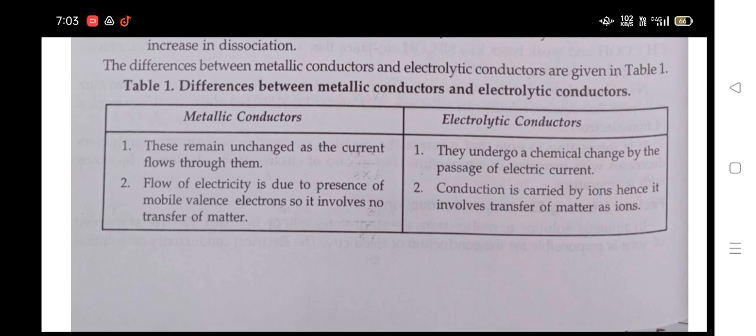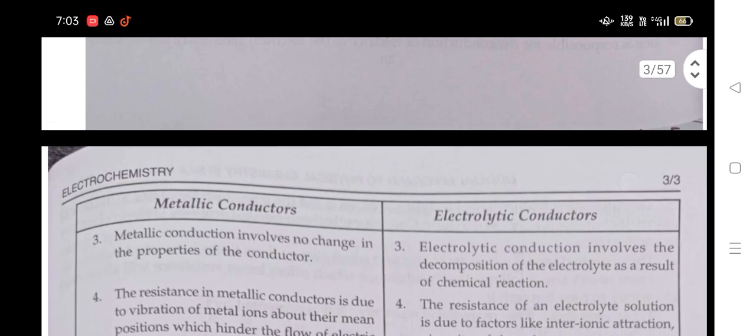Metallic conductors remain unchanged as the current flows through them. Electrolytic conductors undergo a chemical change by the passage of electric current. Flow of electricity in metals is due to the presence of mobile valence electrons, so it involves no transfer of matter. Conduction in electrolytes is carried by ions, hence it involves transfer of matter as ions.